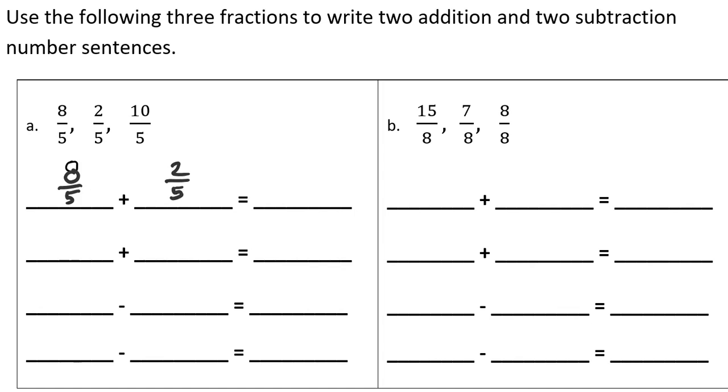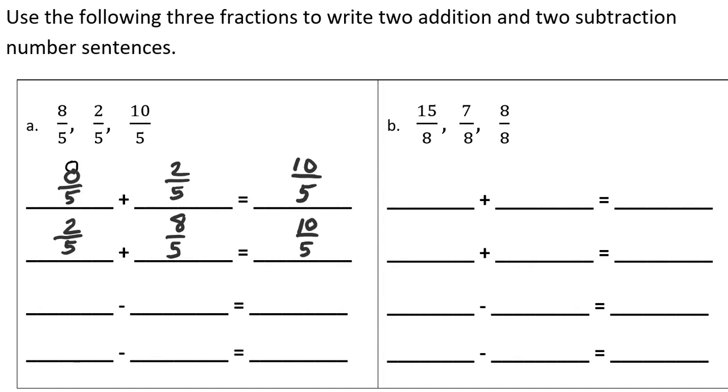Since 8 plus 2 is 10, that becomes my numerator. When I'm adding fractions, I don't add the denominators, so the denominator will stay a 5. 8/5 plus 2/5 equals 10/5. And then I know through the commutative property for addition that I can reverse my addends and still get the same sum. That means all I have to do is write 2/5 plus 8/5, and I also get 10/5.